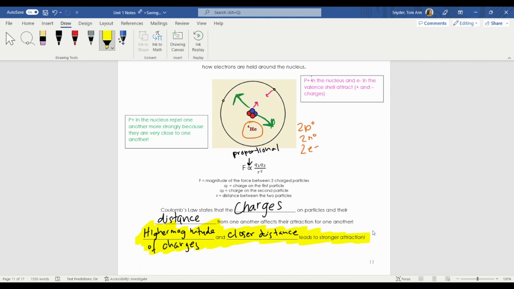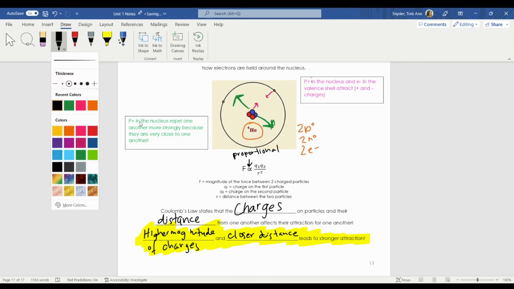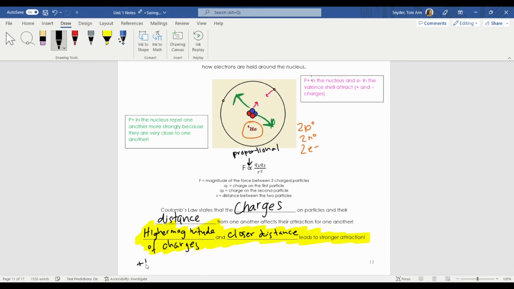What does higher magnitude of charges mean? For example, and we're going to get more into this in the next unit, if I have a +1 and a -1 charge versus a +2 and a -2 charge, these will more strongly attract than the +1 and -1, because they have a higher magnitude of charges. This is Coulomb's law. This is what's going to help us understand all of these periodic trends. So like I said, you do not have to memorize that equation with that proportional. You need to know what I highlighted right there.